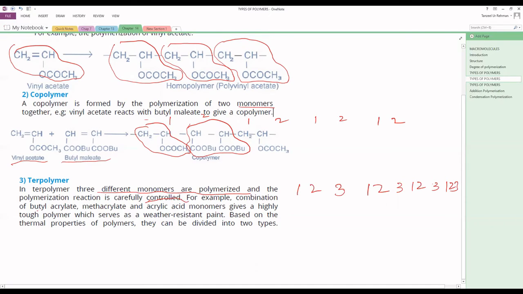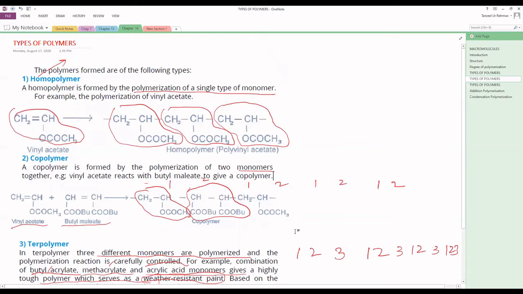For example, when butyl acrylate, methacrylate and acrylic acid monomers polymerize, we get a highly tough polymer which serves as a weather resistant paint, weather sheet. So we prepare our weather sheet, that is the paint in our homes, from butyl acrylate, methacrylate and acrylic acid monomers.